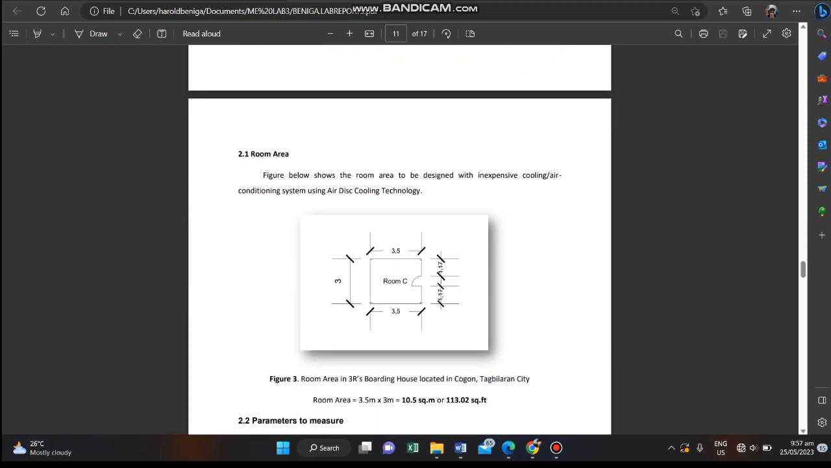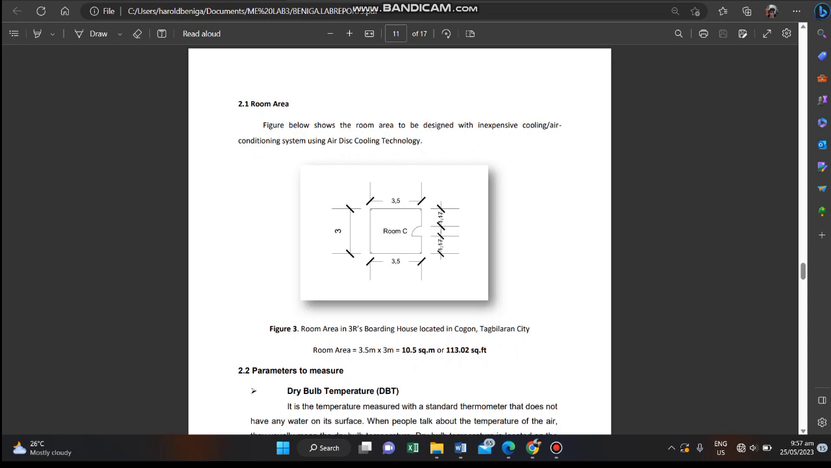Part of our methodology is the room area. A figure shows here the room area to be designed with an inexpensive cooling air conditioning system using air disc cooling technology. The room area in 3R's boarding house located in Cogon, Tagbilaran City has a room area of 113.02 square feet or 10.5 square meters.